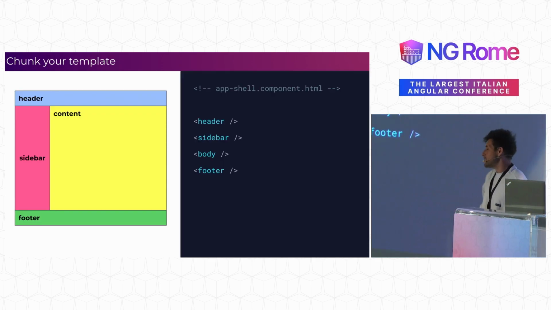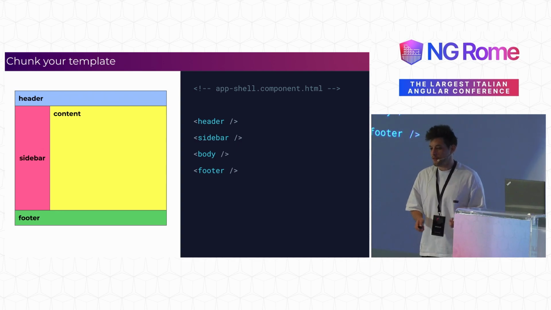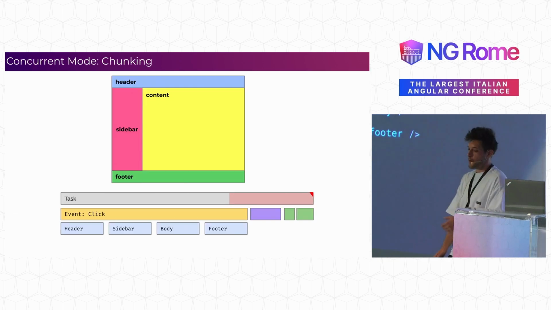So let's take this as an example. You can do it just by the template, for example. Very easy. So we have the header, content, sidebar, footer setup I've shown you before in these beautiful colors, and we have just 4 components rendering them.